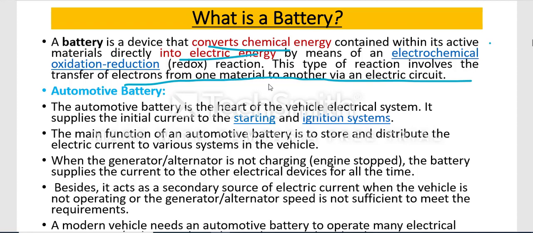Okay, now next point is automotive battery. Next point is automotive battery. The battery which is used in automobile is known as automotive battery. Okay, what is meant by automotive battery? Before that, let us see history about the automotive battery.